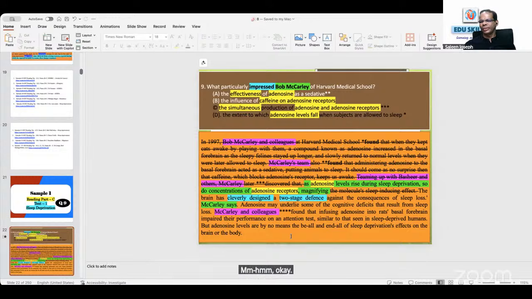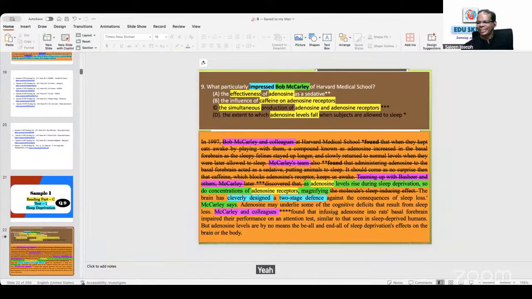Okay. Here you see, in 1997, McCarley and colleagues found that when they kept cats awake by playing with them, a compound known as adenosine increased in the basal forebrain and all those things. Then again, the next team found, okay, discovered. Then they are saying this is cleverly designed. McCarley is saying, it's wonderful. All these findings tell us it's cleverly designed.